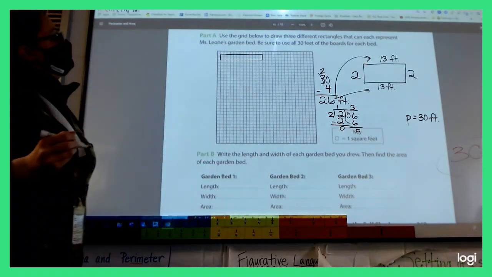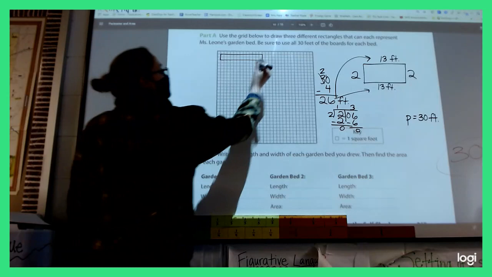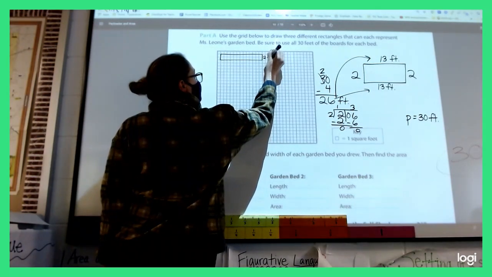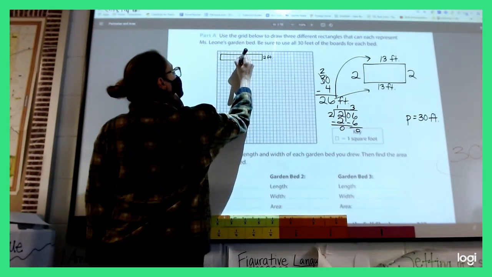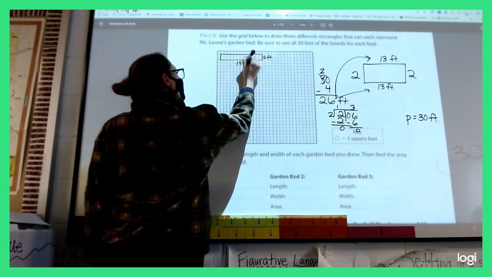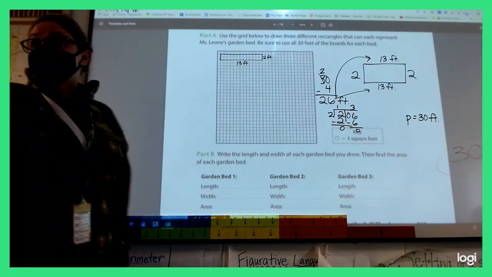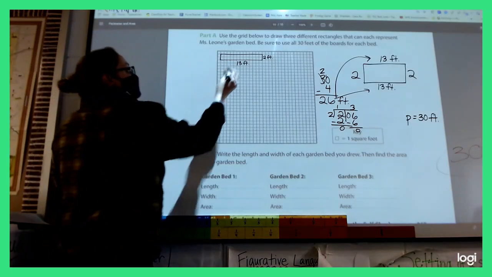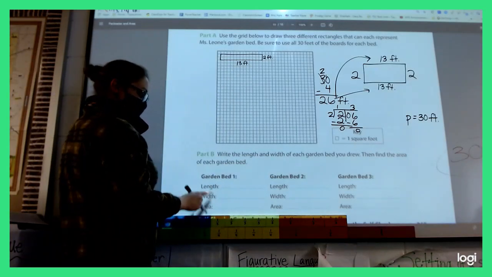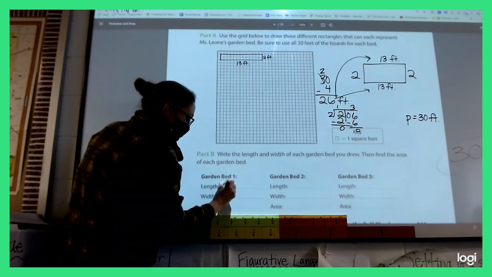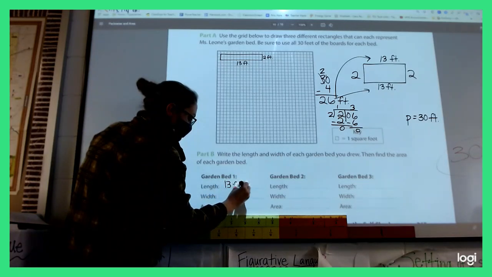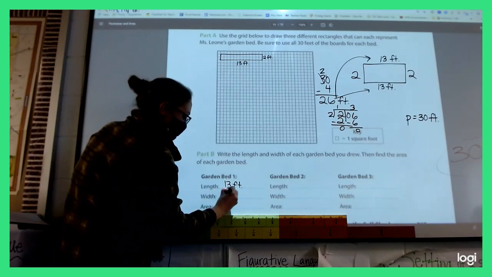That's the tiniest. That is tiny. So now I'm going to label 2 of my sides, 1 of my lengths and 1 of my widths, just to be totally clear. So that's number 1, okay? So let's say garden bed 1, the length is 13 feet. Our width was 2 feet.